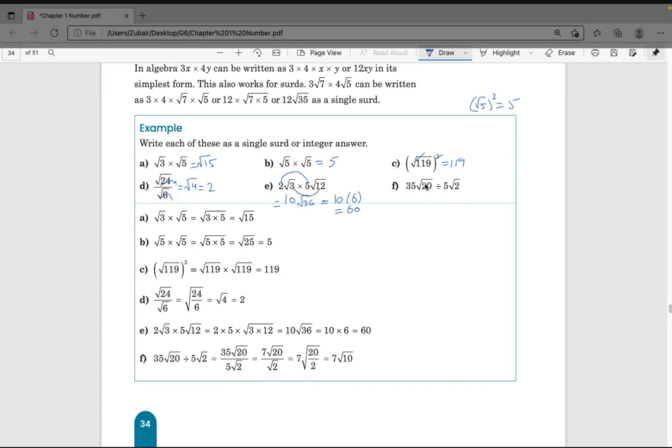F part is outside number divided by outside number. 35 divided by 5 is 7 and 20 divided by 2 is 10. And this is the answer.